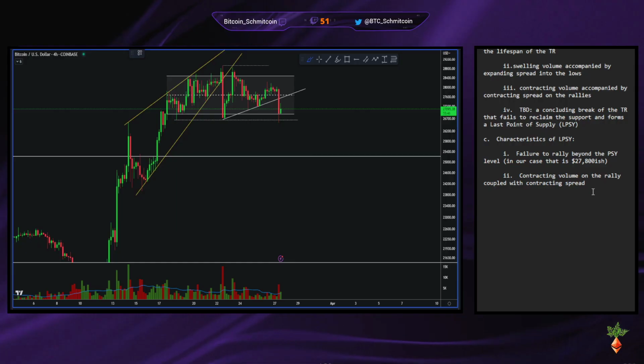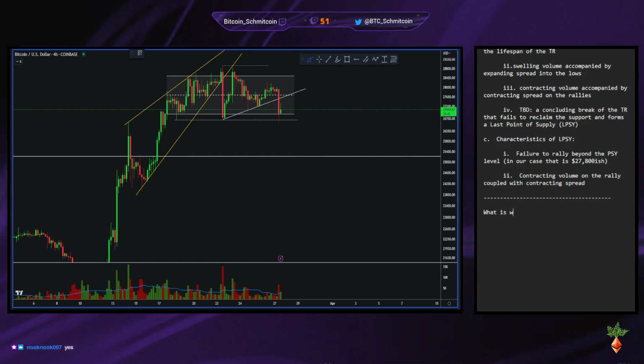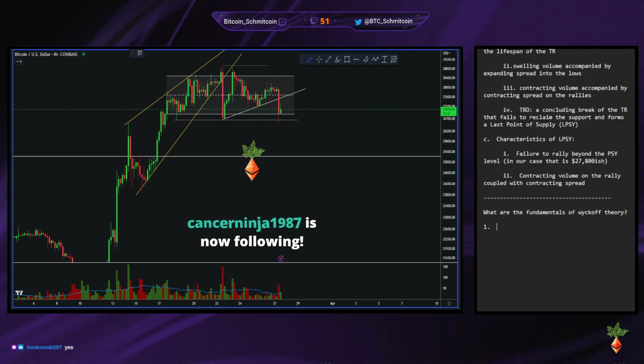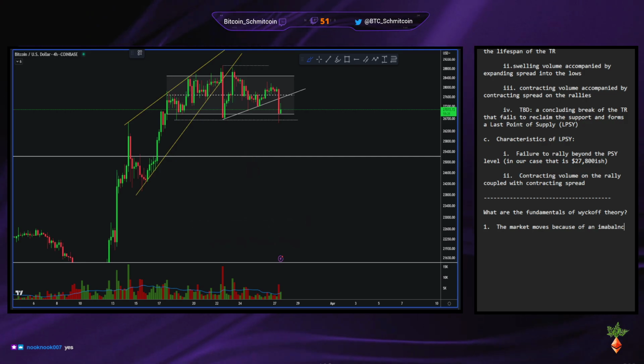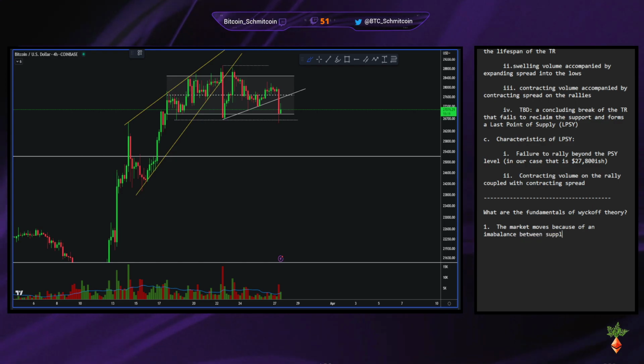No, I'll make some notes. I'll say, what are the fundamentals of Wyckoff theory? The market moves because of an imbalance between supply and demand.